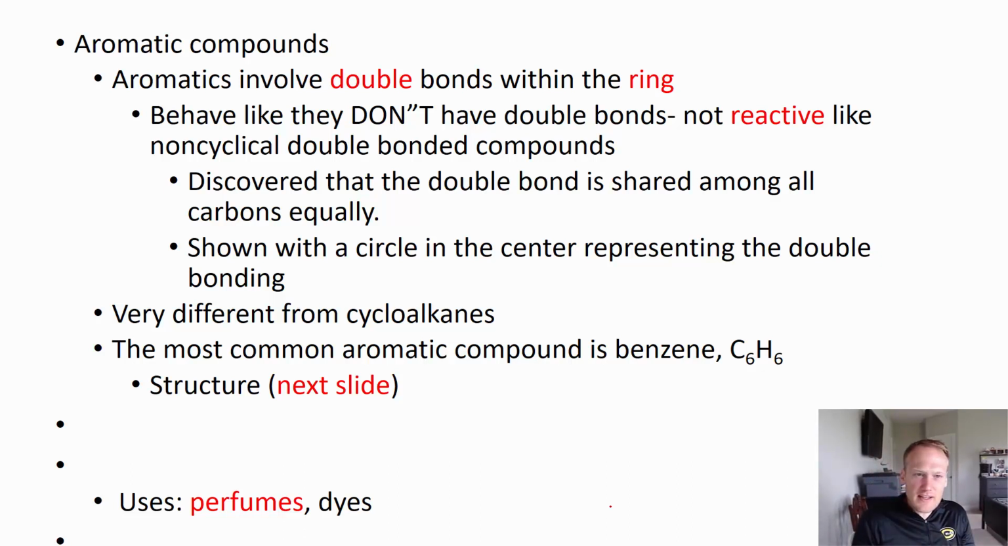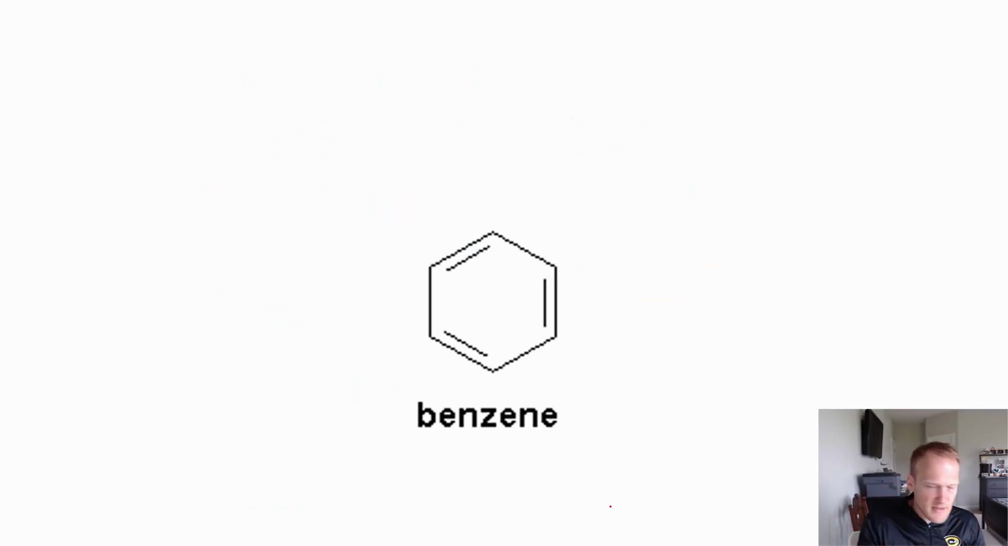Typically, if you have a ring structure like that and you have a double bond within that ring, that's an aromatic compound, and typically that means it's going to be volatile or evaporate pretty readily. Benzene is the most common, C6H6, but that double bond makes them volatile, and typically they have odors. So perfumes and dyes are typically aromatic compounds, a ring structure with a double bond present. This is benzene, and this is sometimes how it's drawn. Each of these corners would be a carbon, and they're showing you where the double bonds would take place.